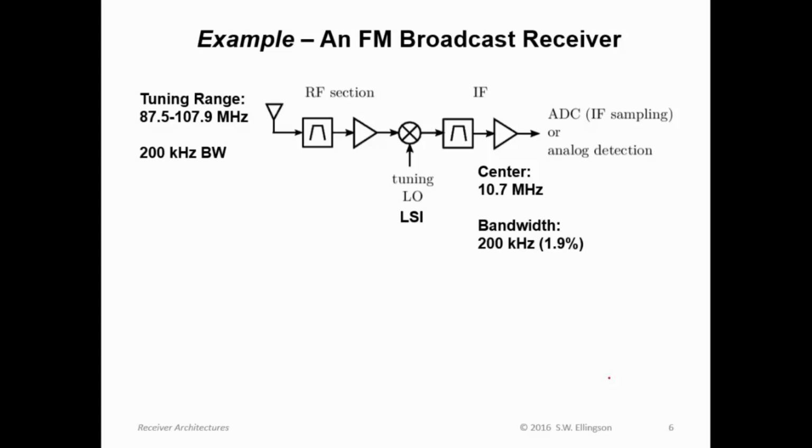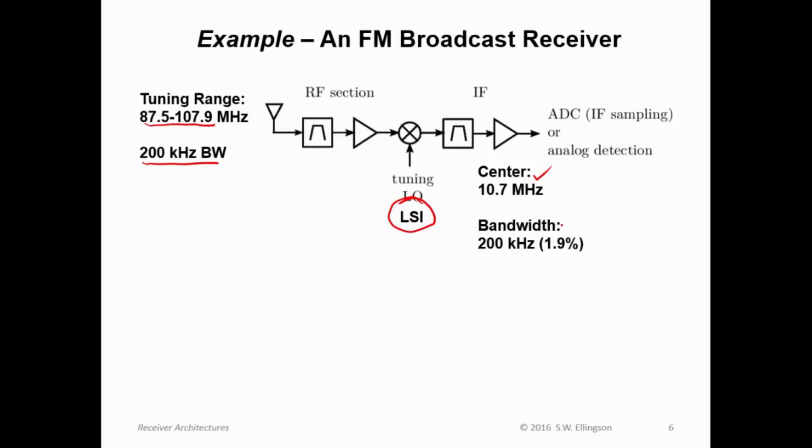So here's an example, an FM broadcast receiver. FM broadcast exists at frequencies from 87.5 to 107.9 megahertz. Each FM signal is about 200 kilohertz wide. In this particular example, I'm going to use low side injection to get the signal to a center frequency of 10.7 megahertz. Therefore, that's the IF frequency.